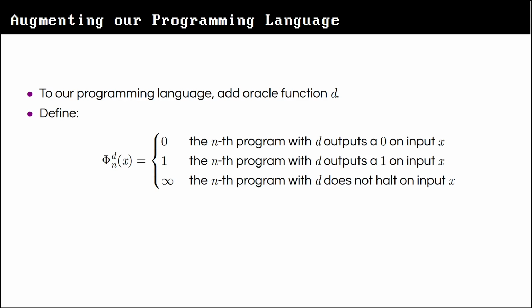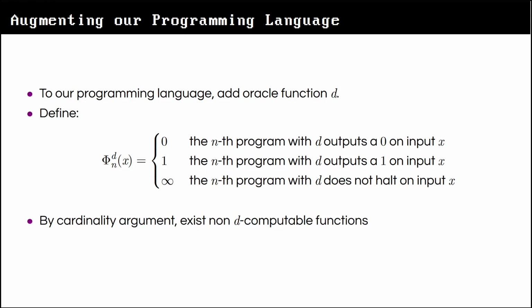Again, we can define phi sub n with oracle d via the same process. We can enumerate the programs in our new augmented programming language. Again, we're just adding one new function, that's not a big deal. And we'll let phi sub n with oracle d of x be either 0 or 1 if the program outputs 0 or 1 on input x, and we'll let it be infinity if the program doesn't halt or is incoherent. So is this all? Does adding in this one non-computable function to our programming language suddenly make everything computable?